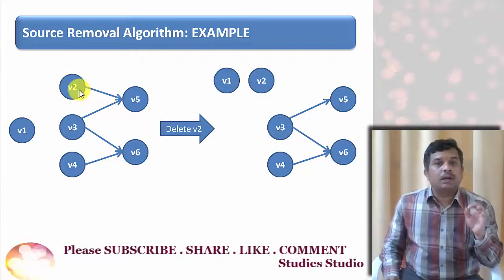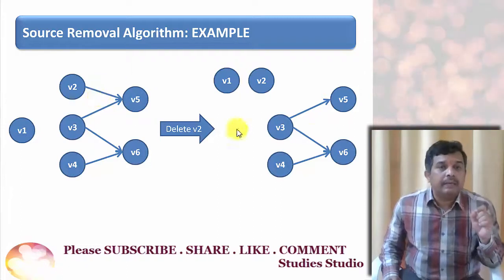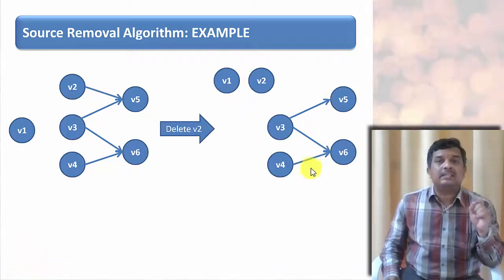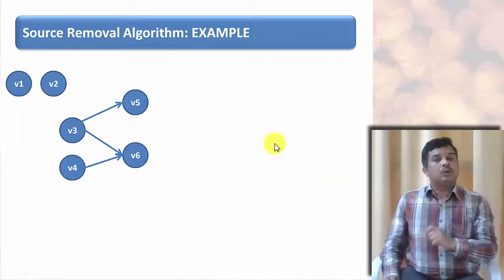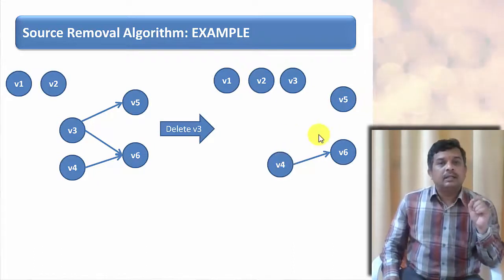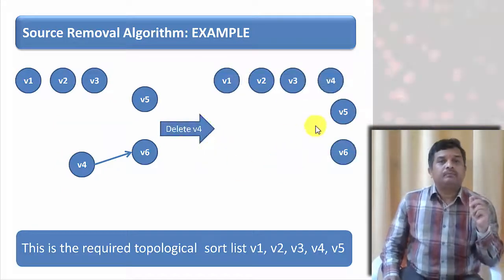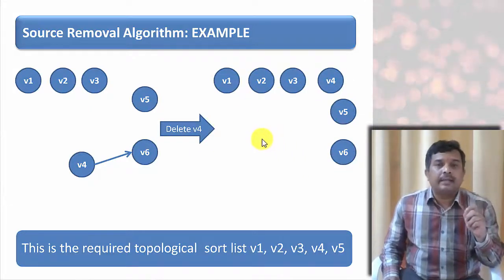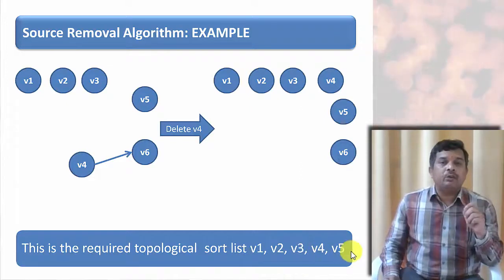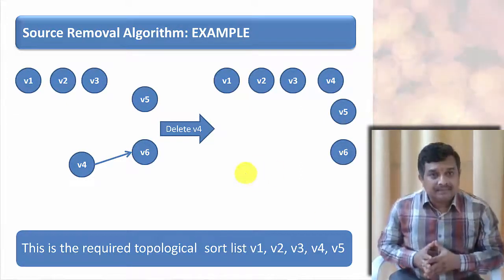We can start with V2. We delete V2, and along with the vertex we delete its edges. So V1 and V2 are now two components, and the rest of the vertices form another component. Now if we delete V3, the graph will look like this, and if we delete V4, the graph will look like this. The order in which the vertices are deleted is V1, V2, V3, V4 and V5. This is the required topological sorted list.